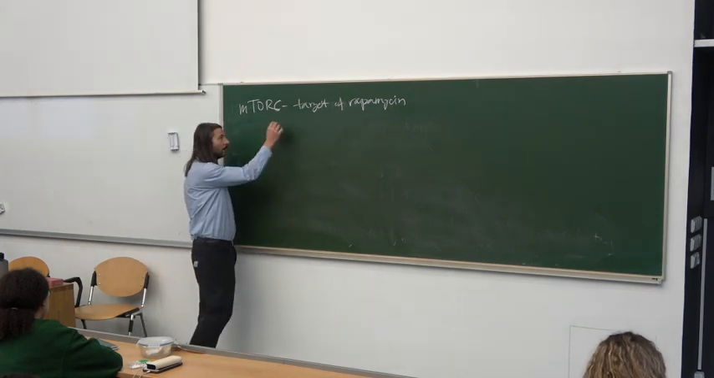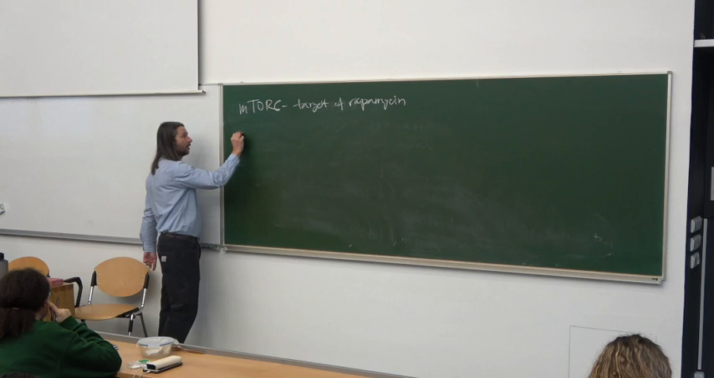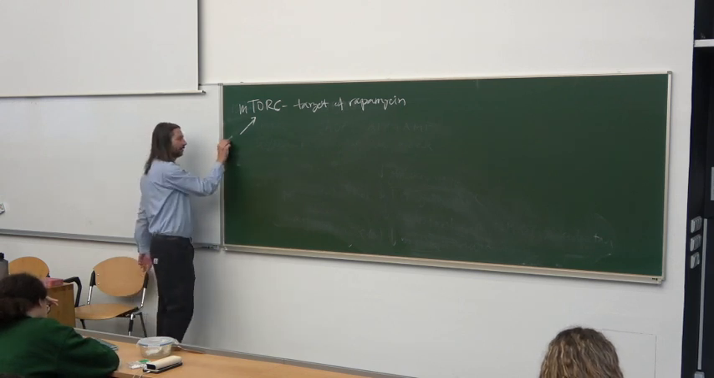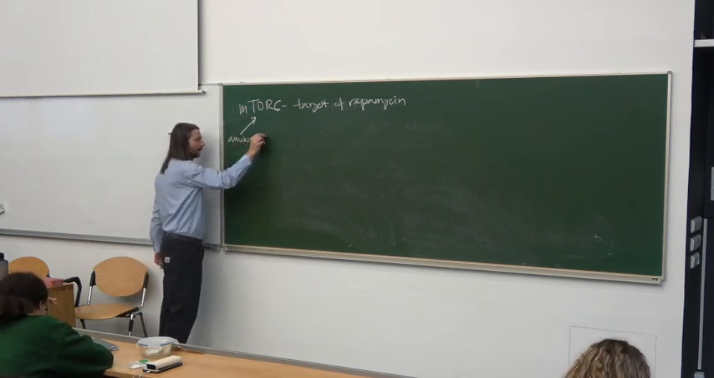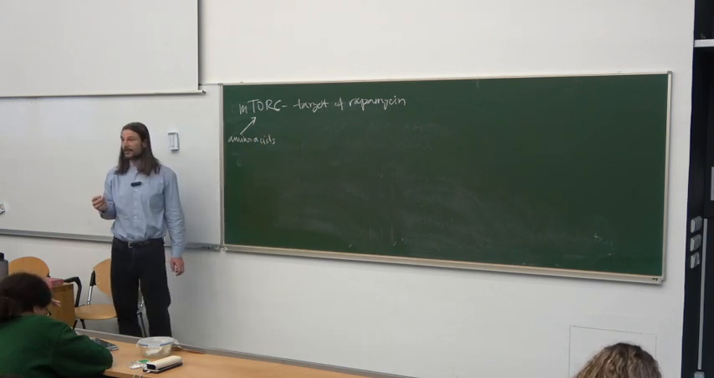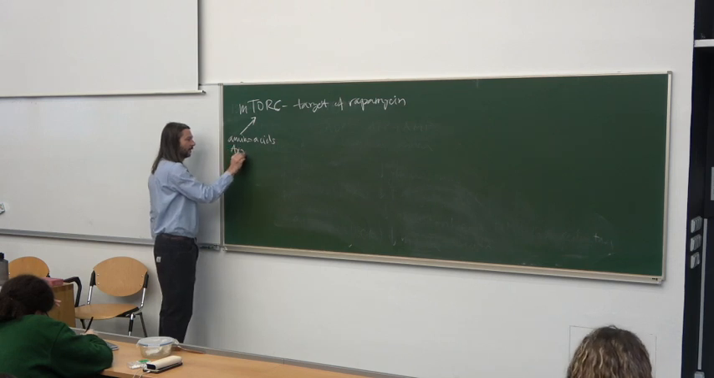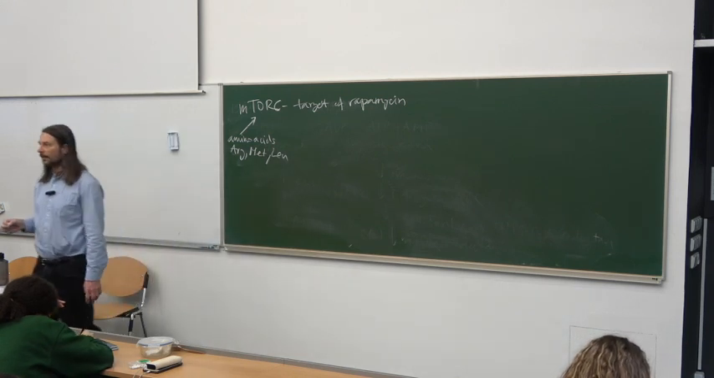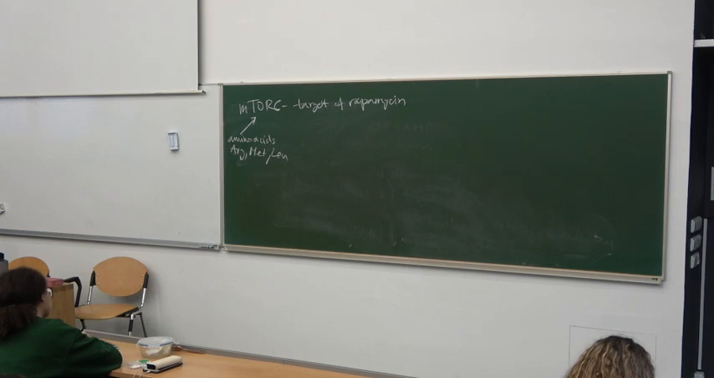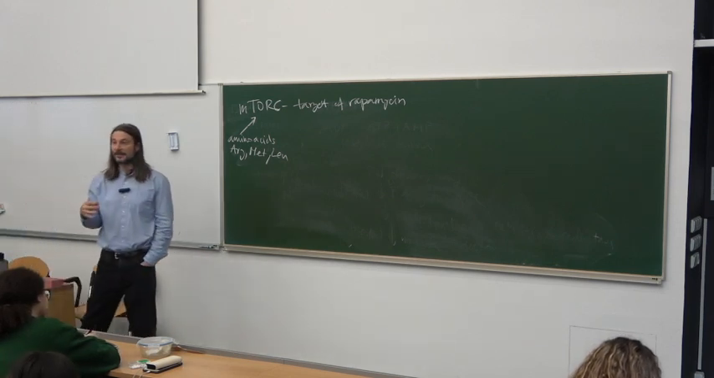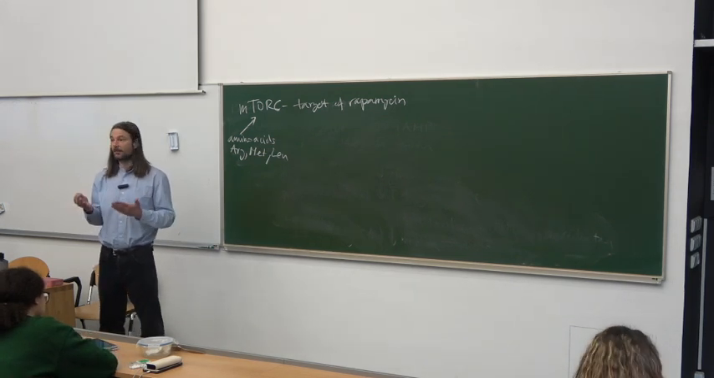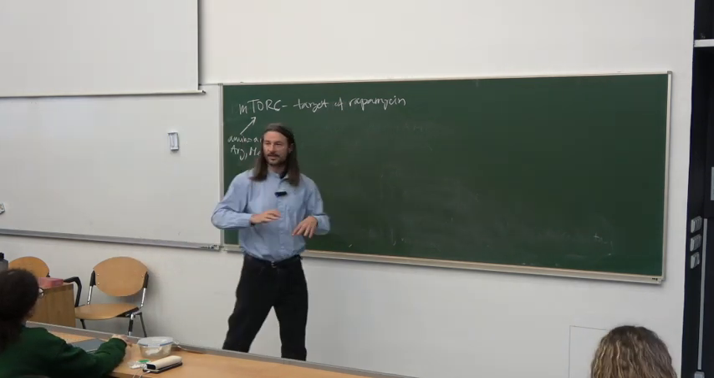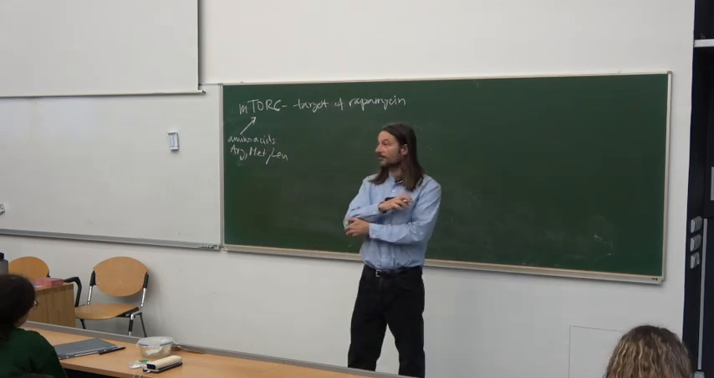So mTOR can be activated by, for example, amino acids, by the availability of amino acids. And specifically, the amino acids that activate mTOR are arginine, methionine, and leucine. So what it basically means is that mTOR, through some other associated proteins, senses how much of the amino acids are available to the cell. And if they are available, it activates. And it basically tells the cell, okay, you can start proliferating, you can start dividing, you can start making DNA or whatever. We have it.